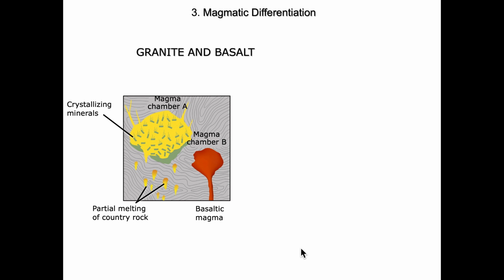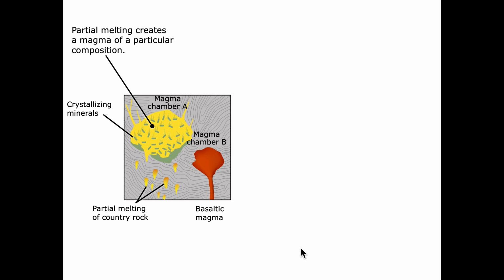Let's mix some ingredients and make some rocks. Here we have two magma chambers: magma chamber A, where some minerals are beginning to crystallize, and the intrusion of magma chamber B, which is of a more basaltic chemistry. Partial melting is going to create a magma of a particular composition, and that composition is going to be the result of initial magma combined with some country rock.